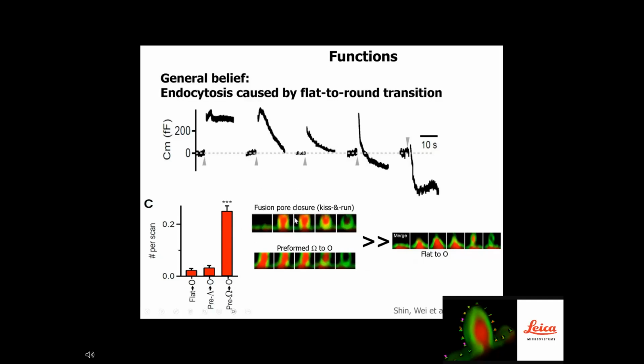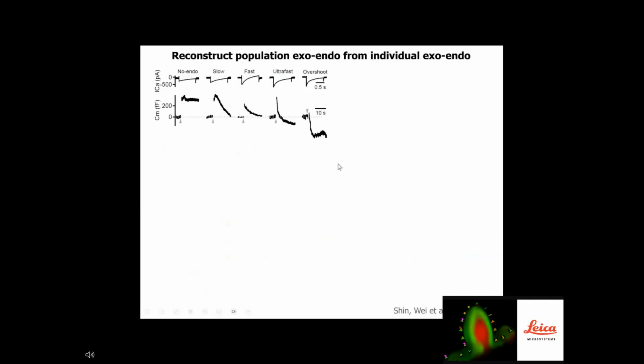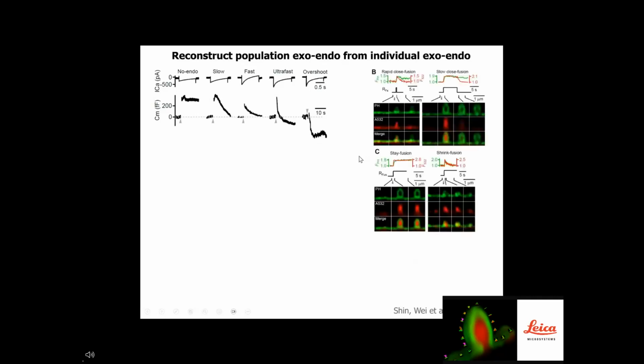Because of this unexpected and surprising finding, we want to verify this again by reconstructing the population exoendocytosis from the individual exoendocytosis. So here is a capacitance recording from single cells, showing you different forms of endocytosis, again, slow, fast, ultra fast, and overshoots. And in the same cell, we then recorded individual vesicle fusion and also the preformed omega pore closures.